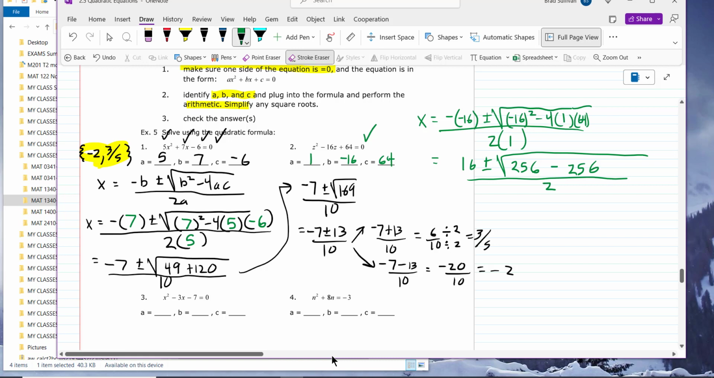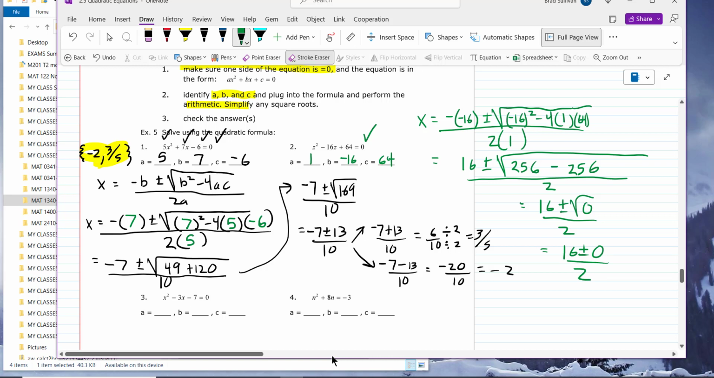So any of the arithmetic aspects you need to do on your calculator, that's acceptable. So you get 16 plus or minus the square root of 0 all over 2 like that. Okay, what's the square root of 0? 0, okay, because 0 times 0 is 0. So you end up getting 16 plus or minus 0 over 2. And again, don't stop that way.